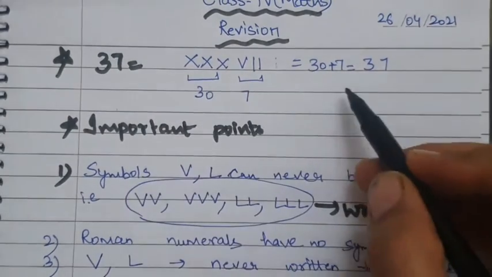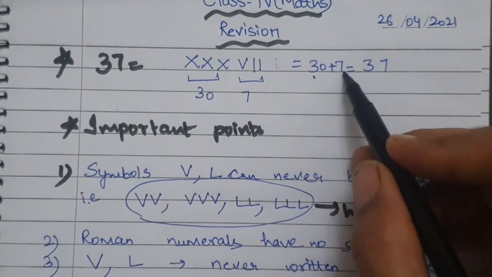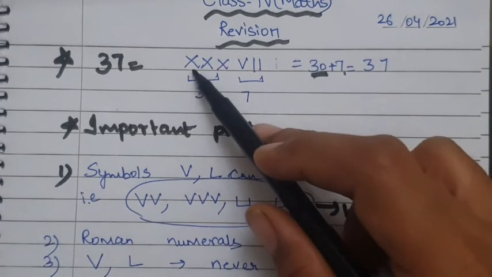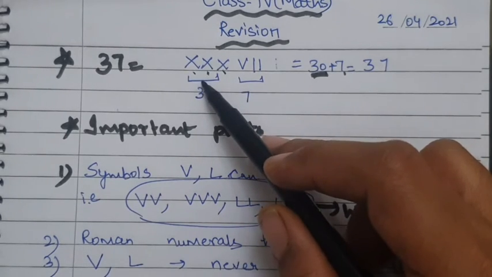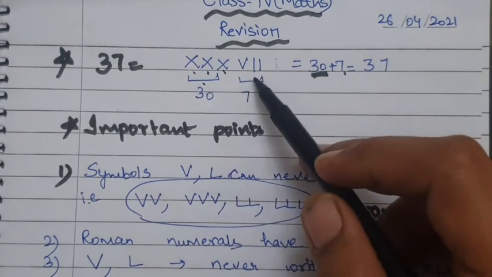Next we have 37. 37 is 30 plus 7. 30 means X, X, X. 10, 10, 10 gives us 30. And this is 7. So we have 37.